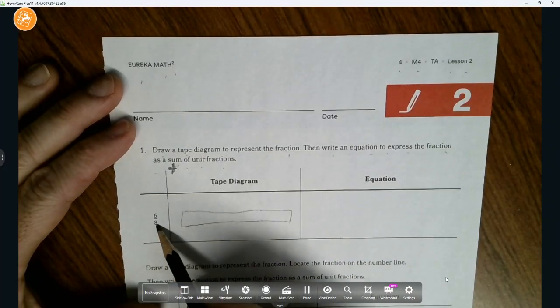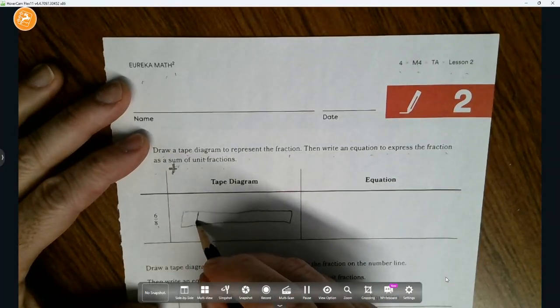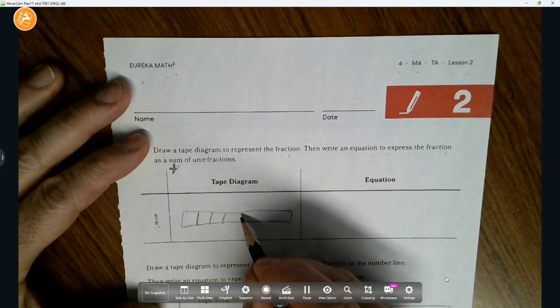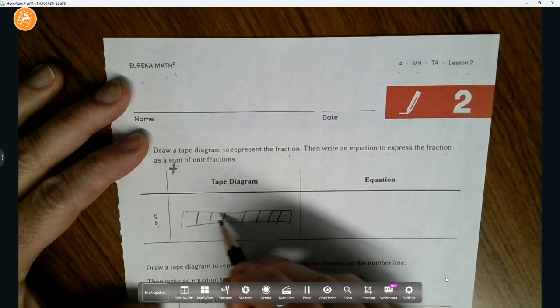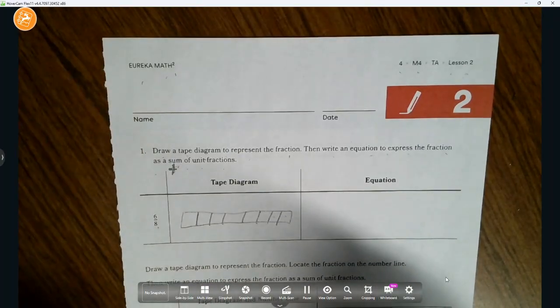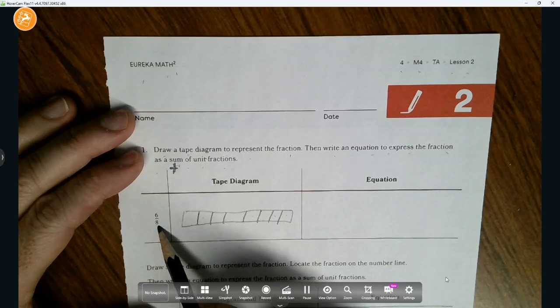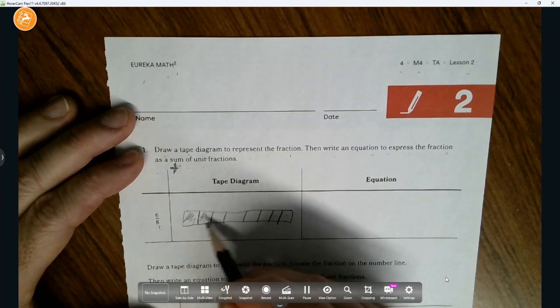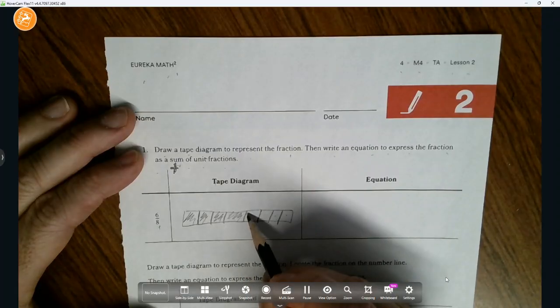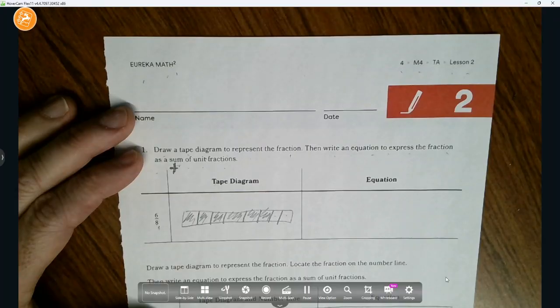So I need 8 pieces, right? That's what it says, 8 pieces. 1, 2, 3, 4, 5, 6, 7, 8. All right, I have 8 pieces. Wonderful. Now I need to show 6 of them. So I'm just going to go 1, 2, 3, 4, 5, 6. All right. 6 of them.